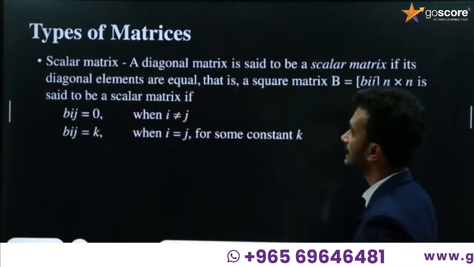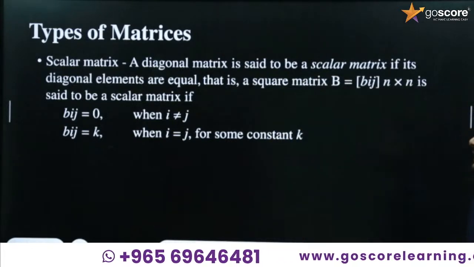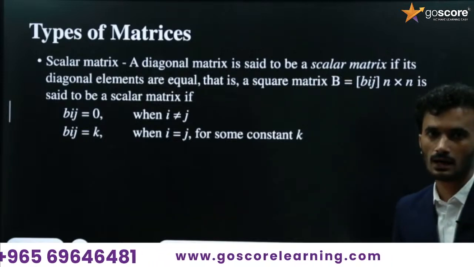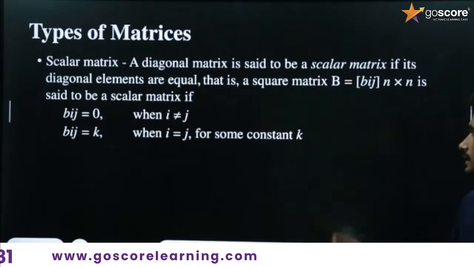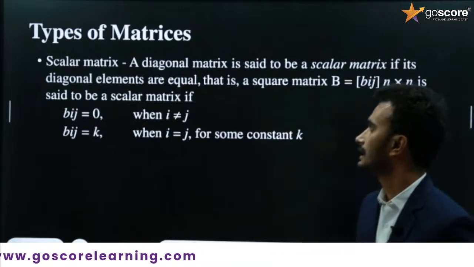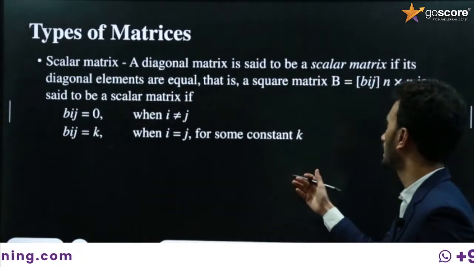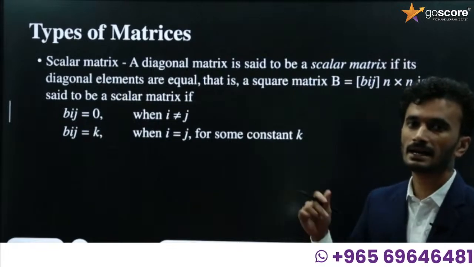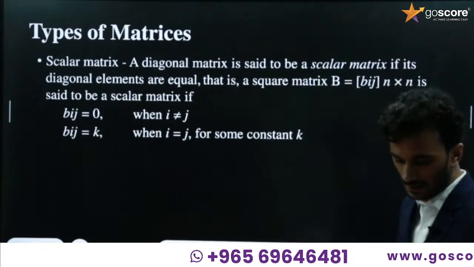Next one is scalar matrix. What do you mean by a scalar matrix? It is a type of diagonal matrix. A diagonal matrix is said to be scalar if the diagonal elements are equal. I will construct a scalar matrix. It is a type of diagonal matrix, and the diagonal elements are equal.